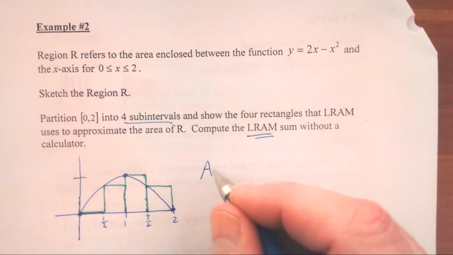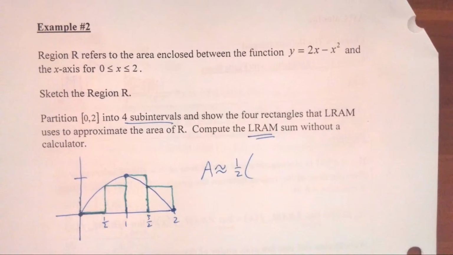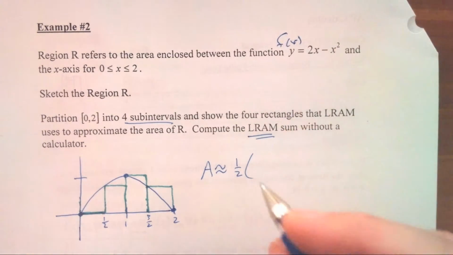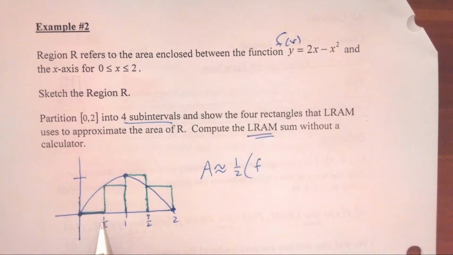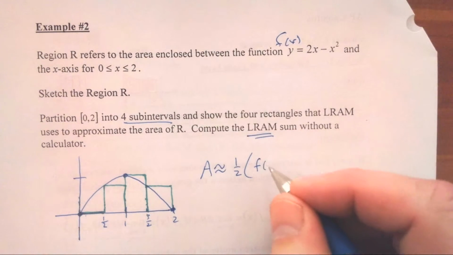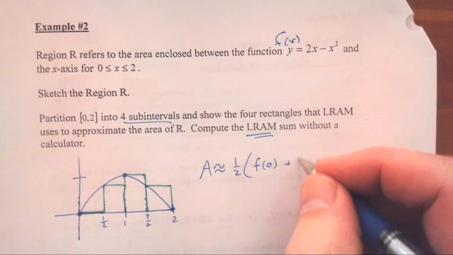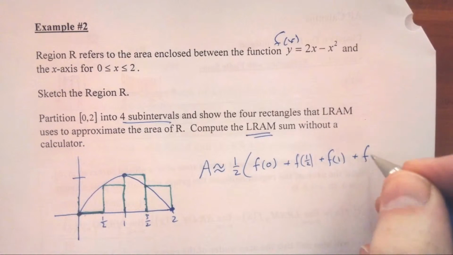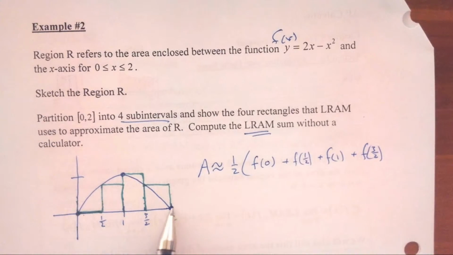So our approximate area: my widths are 1/2, and if I call this f of x, I want my heights at the first one. That would be f of 0, plus this one has a height at 1/2, f of 1/2, plus f of 1, plus f of 3/2. I don't want to talk about f of 2. This is left hand, I'd be outside of my region.